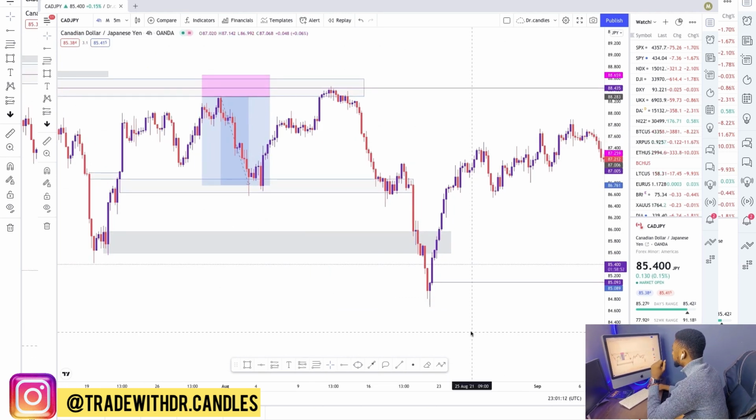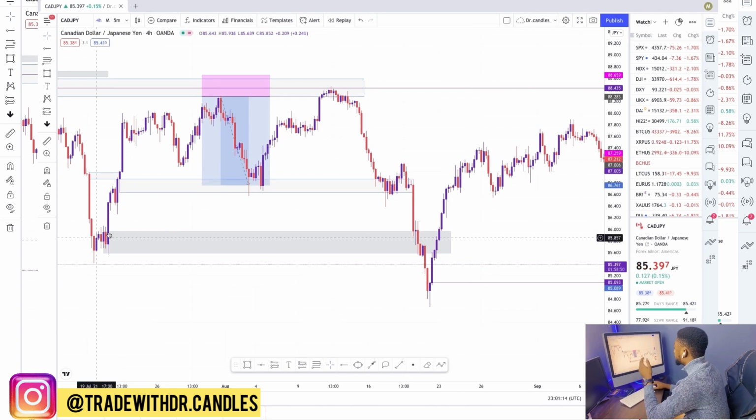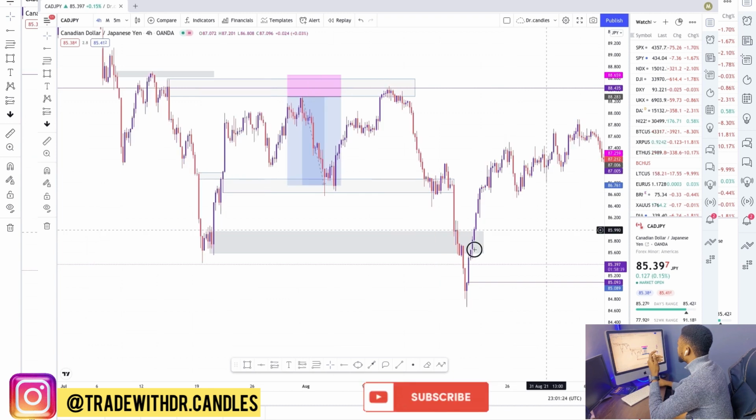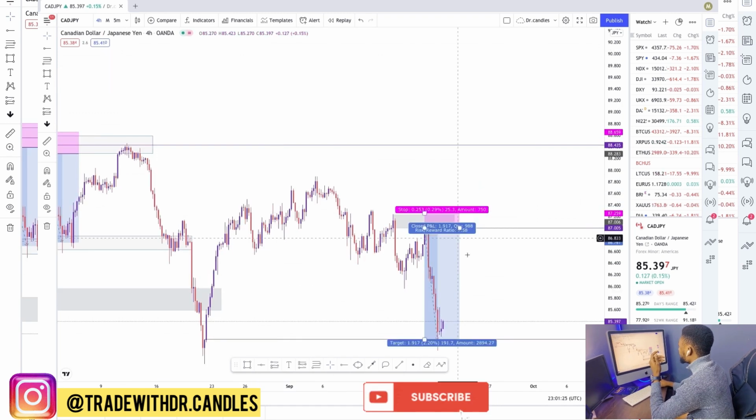big moves from the market. You see, this is an obvious demand zone, but the trend was still a downtrend. You see how the market smashed through it, and then you will be in a huge loss. So that is basically how you can take advantage.